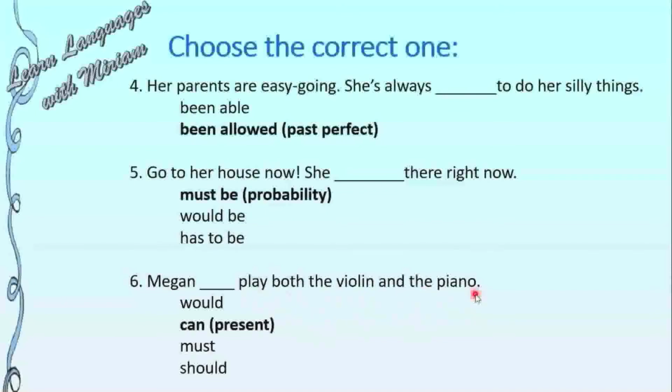6. Megan blank play both the violin and the piano. Here, do we have a date? No, so the verb must be in present. Now, what happens? Playing the violin and the piano is an ability. So, can that express ability. Megan can play both the violin and the piano.